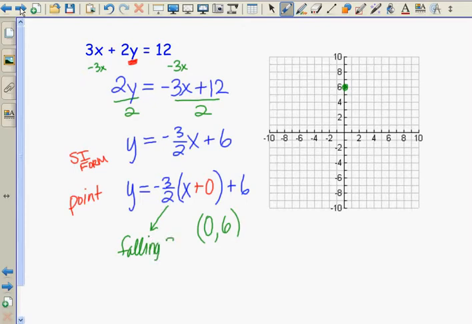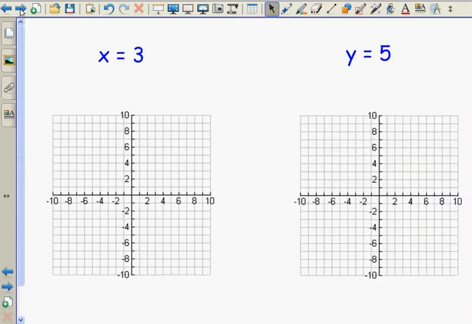We will be falling through that point, and we're going to be falling 3 and going to the right 2. So let's do that really quickly. We will fall 3 to the right 2, fall 3 to the right 2, and you could also go backwards. And you know that I would prefer you to put as many points on the graph as possible so your line doesn't get wavy. But for a video, we'll go fast.